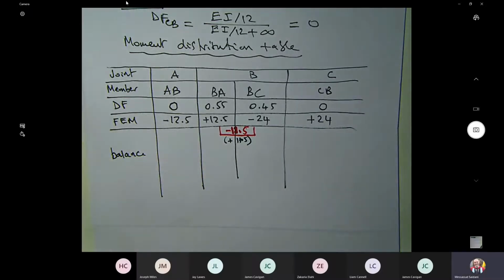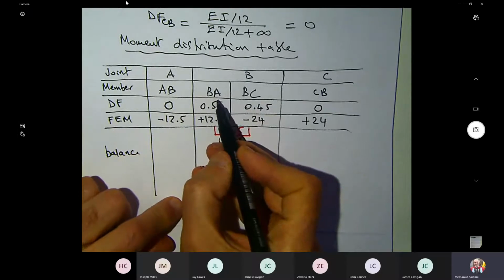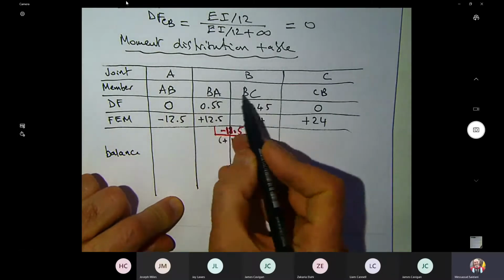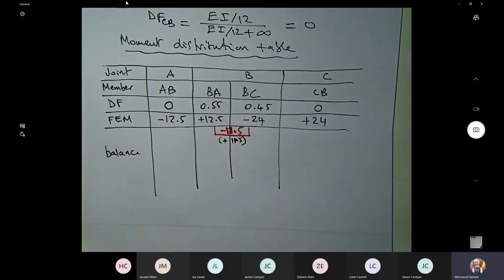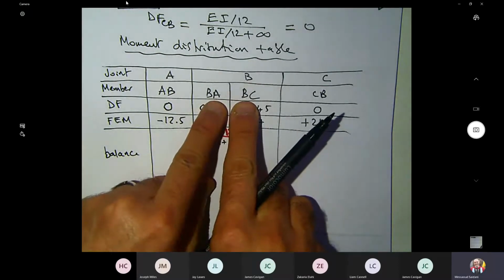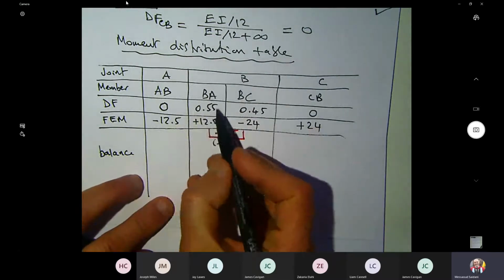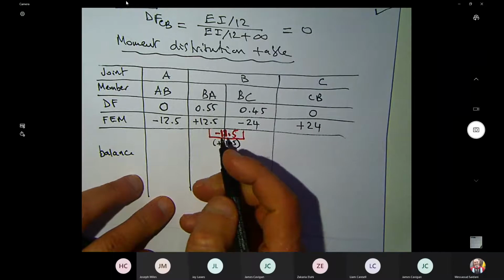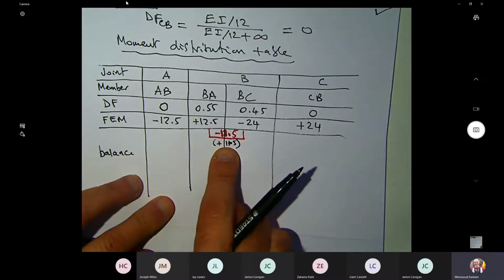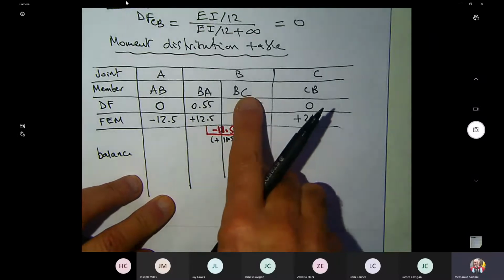Okay, this is at the joint. So I'm going to balance it at that joint and give a portion to each member. So how much do I give to member BA here? You see, you've got two members, BA and BC. So at joint B, here, we have BA and BC, isn't it? So I'm going to balance this moment by giving a portion of 0.55 of that to BA, and a portion of 0.45 of that to BC.